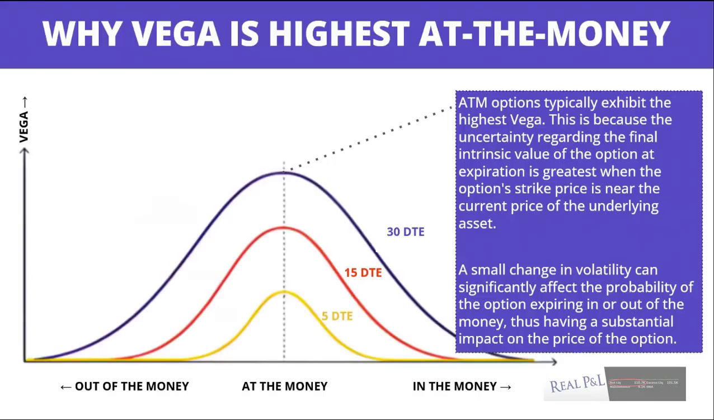Why is Vega highest at the money? At the money options typically exhibit the highest Vega. This is because the uncertainty regarding the final intrinsic value of the option at expiration is greatest when the option strike price is nearest the current price of the underlying asset. A small change in volatility can significantly affect the probability of options expiring in or out of the money, thus having a substantial impact on the price of the option.